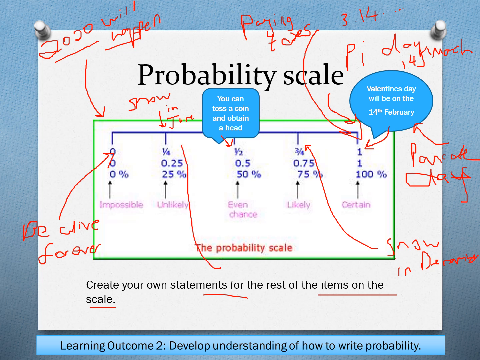It's unlikely that you will roll a 1 on a 6-sided dice. Okay, so on and so forth. Again, there are so many out there, obviously even chance and all that.